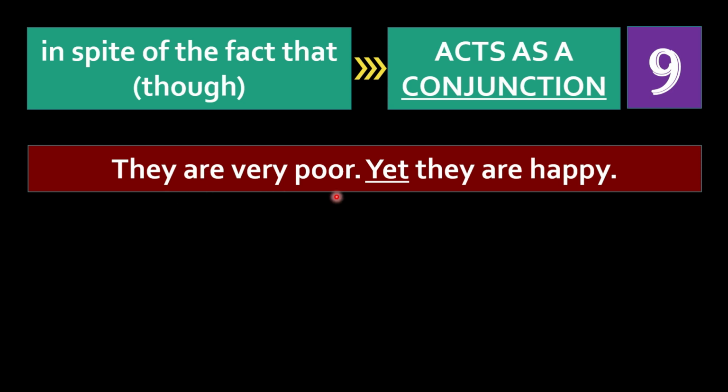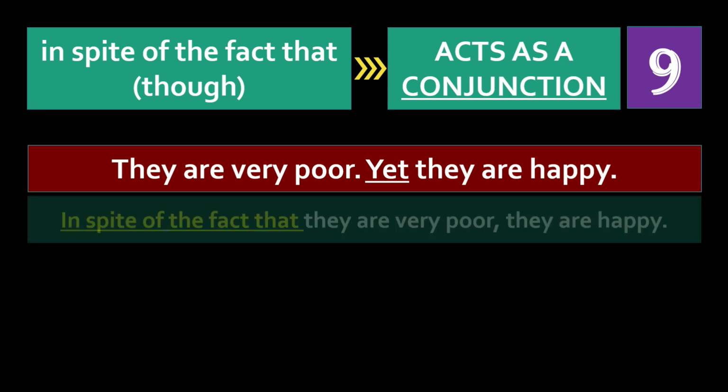Look at this pair of sentences. They are very poor, yet they are happy. Now here, yet should be avoided. That's why I have underlined it. When used in spite of or despite, we should not use yet, but these words. Okay, let's see how we can combine these two sentences with in spite of the fact that. Earlier, when we used in spite of, we made certain changes here to the verb. So we found the verb like here, be plus ing, but here there is no need to do such things at all.